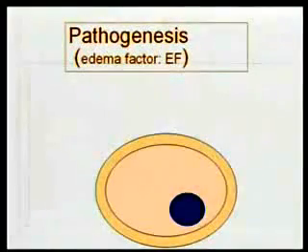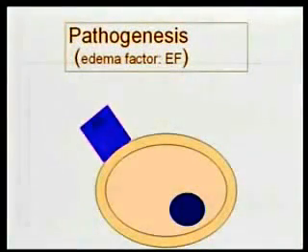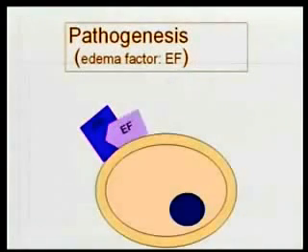Pathogenesis: edema factor. Edema factor is a protein that binds to the membrane. From there it will enter. Let's go back to that. It binds to the membrane. When it binds to the membrane, it becomes susceptible to enzymes that will cleave it and form a place for edema factor to combine with.